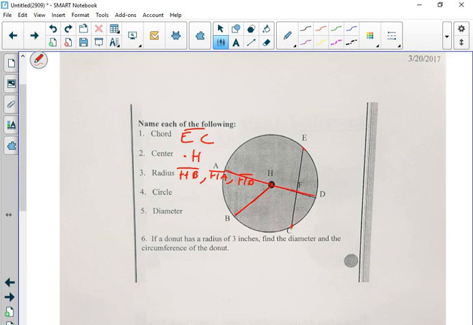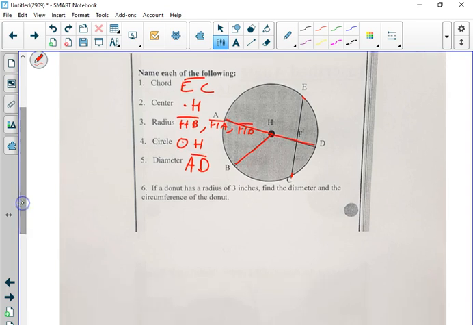Now, AD, jumping down to number 5, AD is a diameter, but you could cut it up into two different pieces, HA and HD. And the circle, remember, we actually draw a circle with a dot inside of it, and then we just say the letter at the center, H.